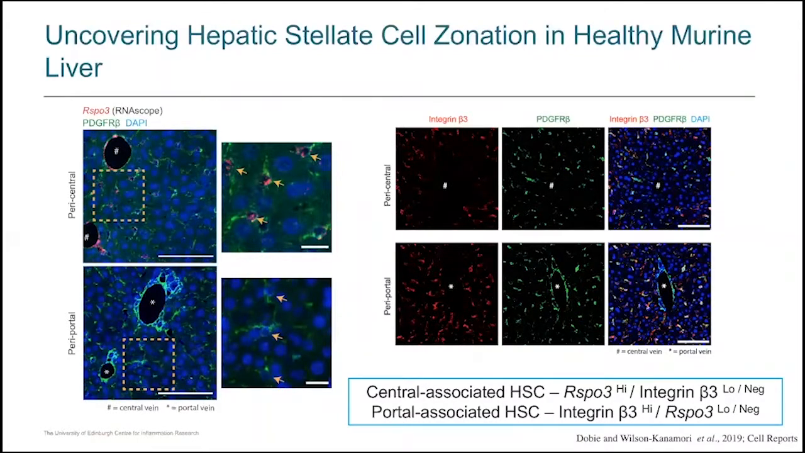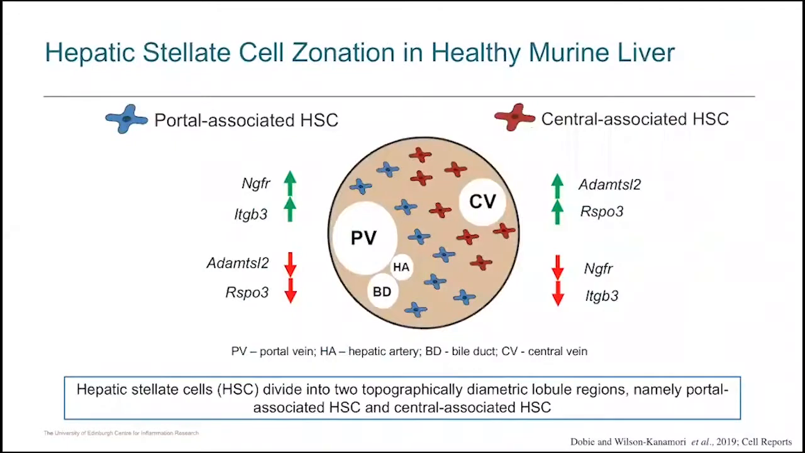Now, interestingly, both RSPO3 and ITGB3 have previously been identified as landmark genes used to zonally define endothelia across the liver lobule, which suggests a possible spatial correlation between these two lineages. To quickly summarize our findings in healthy liver, our data shows that stellates divide into two topographically distinct lobule regions, called portal-associated hepatic stellate cells and central-associated hepatic stellate cells.